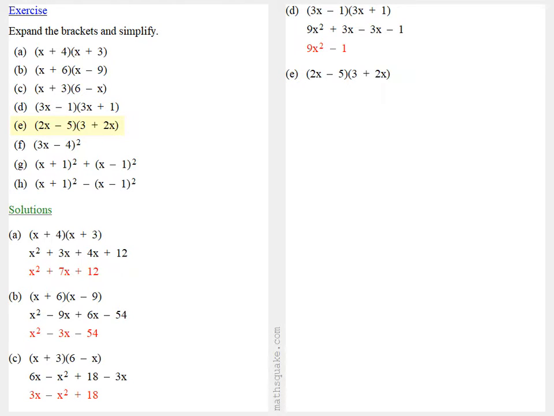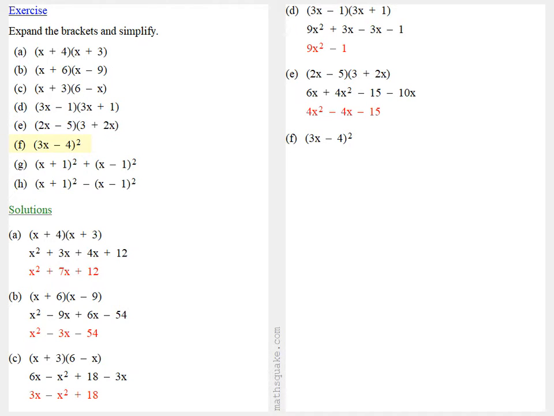In question E, we have 2x minus 5 into 3 plus 2x. So the first pair gives us 2x times 3, which is 6x. The outer pair gives us 2x times 2x, which is 4x squared. The inner pair gives us minus 5 times 3, which is minus 15. And the last pair gives us minus 5 times plus 2x, which is minus 10x. Now the 6x and the minus 10x combine to give minus 4x. And so that leaves us with 4x squared minus 4x minus 15.